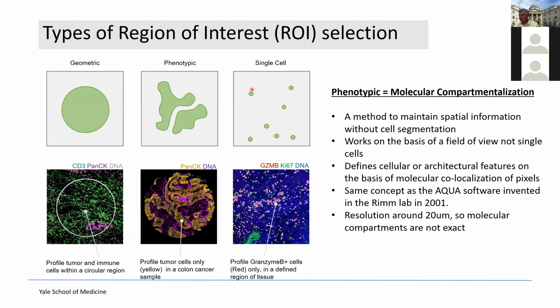This technology has a maximum resolution of about 20 microns in our hands anyway, and so that can be more than one cell unless you have widely separated cells. You can just do a whole field of view, which is the geometric region of interest, or in our case, we use phenotypic, as they call it. I like to call it molecular compartmentalization, where we define regions of interest with fluorescence. I'll show you how we do that.